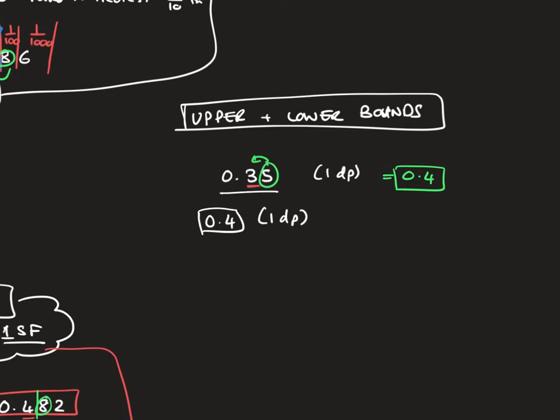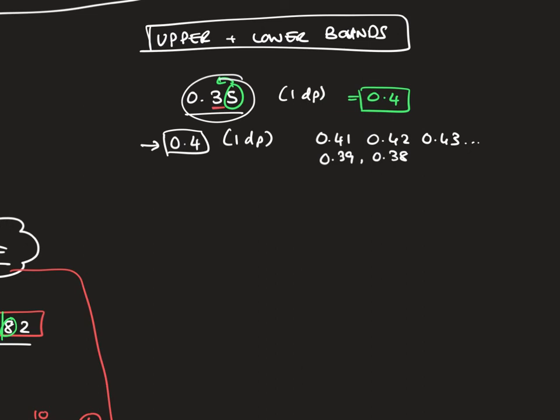Now, of course, we know that it was rounded from 0.35, but if you were just given the information that it was rounded to 0.4, we don't know whether it was rounded from 0.35, but also 0.41 would have rounded to that, 0.42 would have rounded to that, 0.43, etc. Also, 0.39 would have done that. 0.38 would have rounded. So what we can do is create what's known as upper and lower bounds for this. So let's have a look at this.